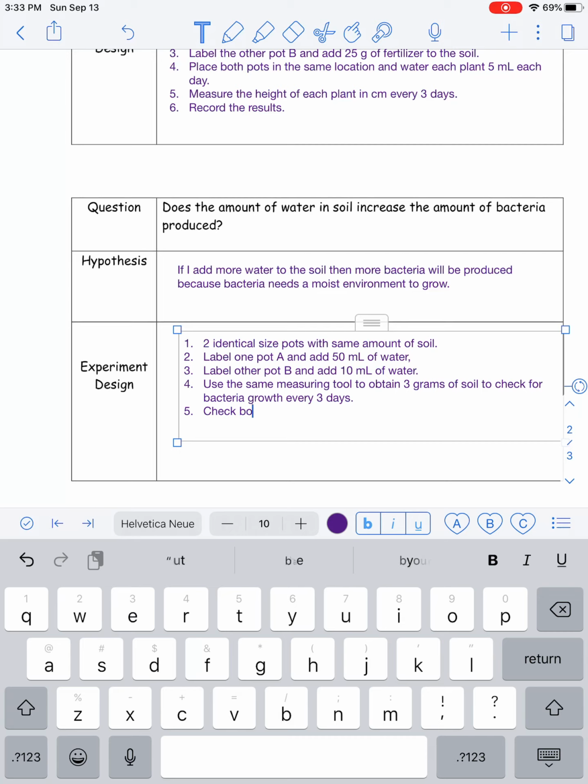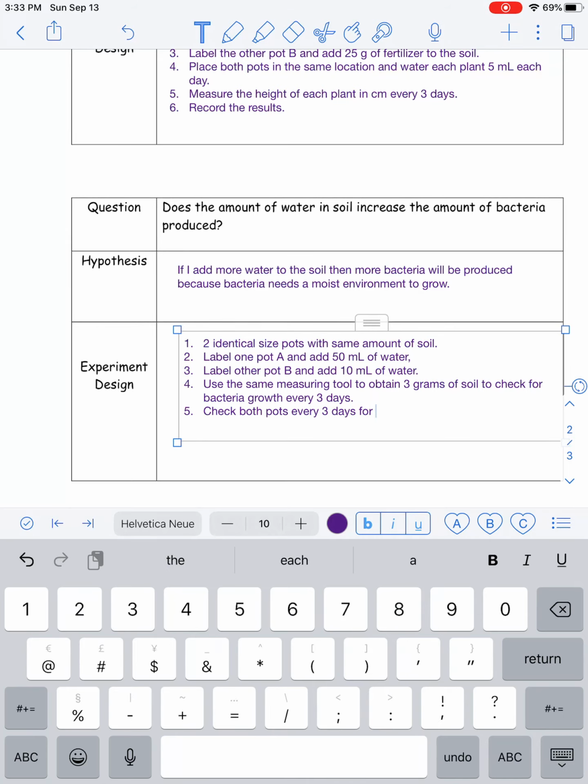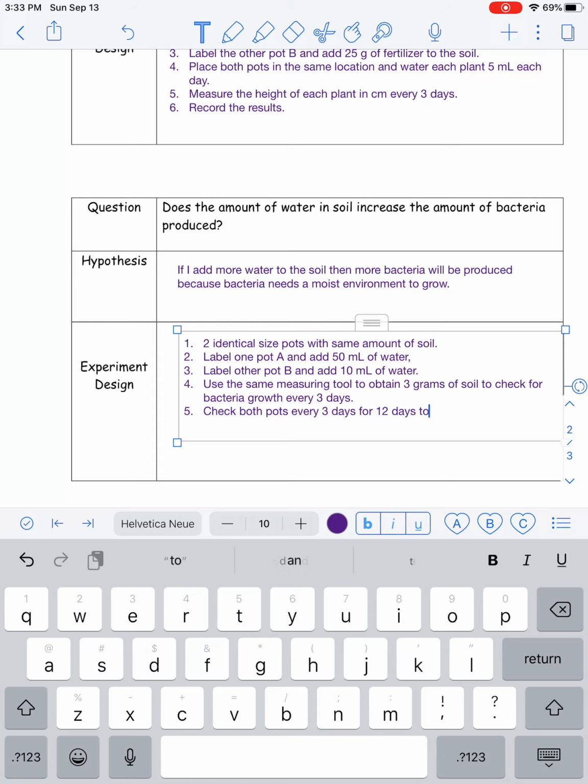Okay, so check both pots every 3 days for 12 days and record bacteria results. Okay. Alrighty, so something along those lines.